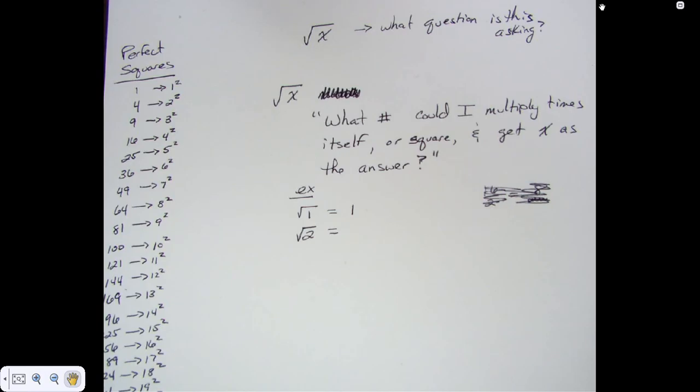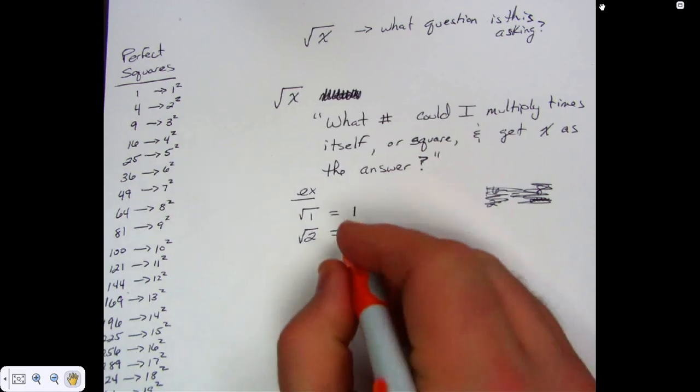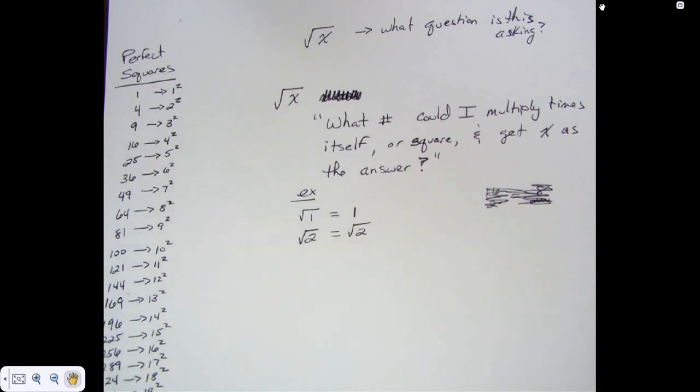You might guess. If you're going to guess around what it might be, maybe 1.25, I don't know, right? Maybe 1.1 something, I don't know. But you couldn't tell me exactly what number I could multiply times itself and get 2 as an answer, could you? So you can't answer the question, so this question just stays the same, doesn't it? Square root of 2.